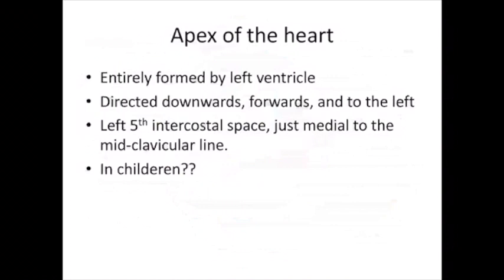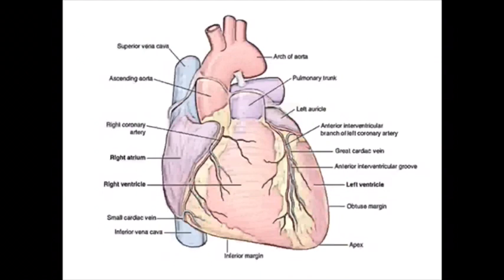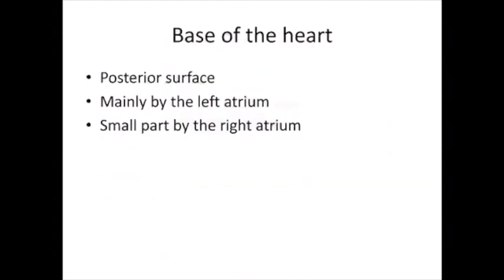Apex is entirely formed by the left ventricle and it is directed downwards, forwards and to the left. The apex of the heart is situated at the left fifth intercostal space just medial to the midclavicular line. In this picture you can see the location of the apex. It is in the fifth intercostal space just medial to the midclavicular line.